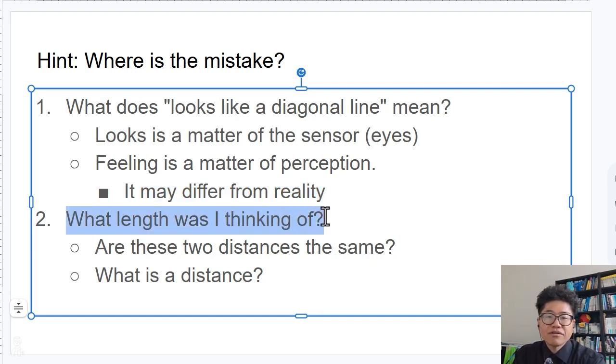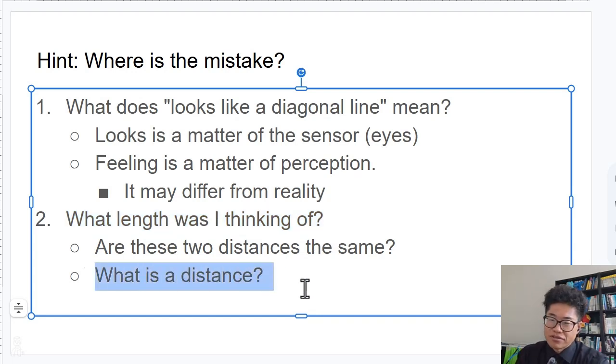And the second hint: what lengths do I measure? Are those two distances, Euclidean and Manhattan, measuring the same thing? In the first place, what is distance? Do you have any idea how to calculate what looks like a diagonal line? I have already shown a hint in this video. I think it is fun to think about that yourself.